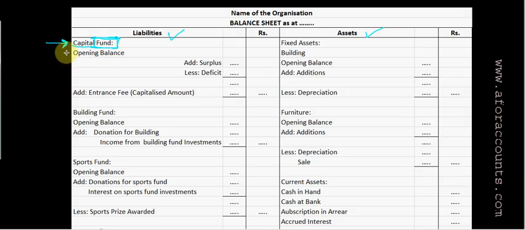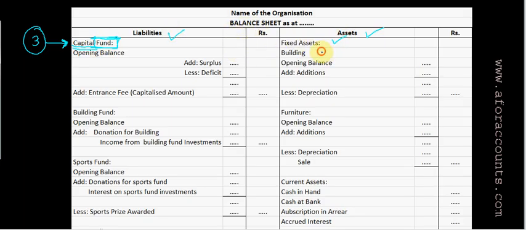The same way, don't write net profit, write surplus. Don't write net loss, write deficit. The third point here is don't write capital, write capital fund. It means you have studied the subject, so you are not writing it as capital over here. Okay, let's take the asset side first.